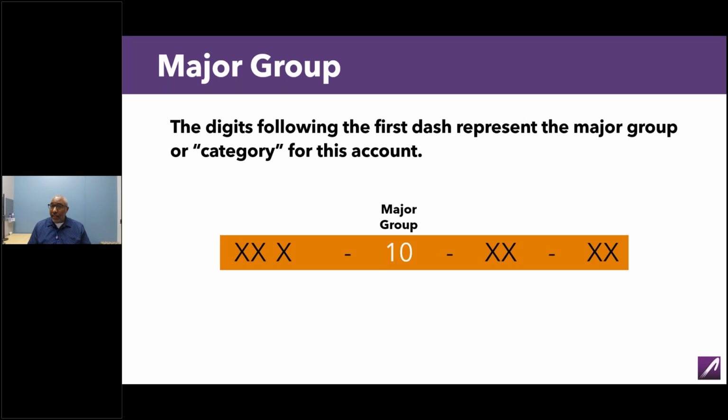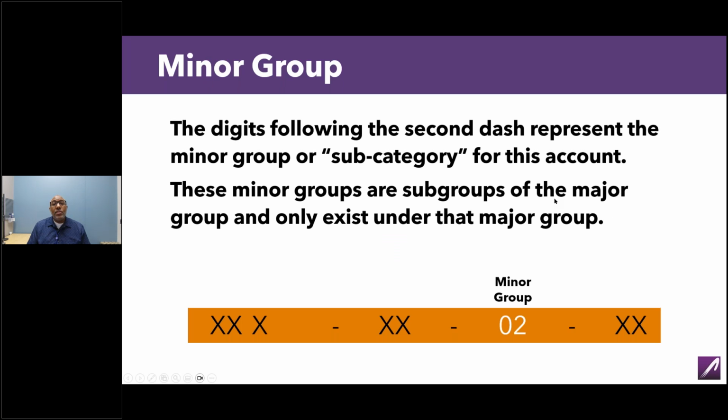The digit following the first dash represents your major group. These accounts are grouped together for reporting purposes. It's your first type of grouping. There's major group, minor group, responsibility code, and a 4th one, church body code. Most churches use major group and minor group, and then some churches use church body code and responsibility code.